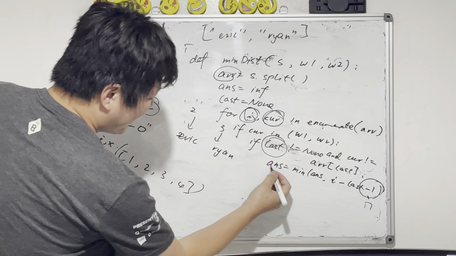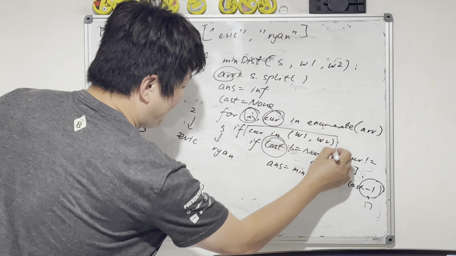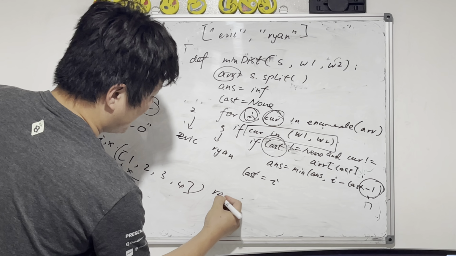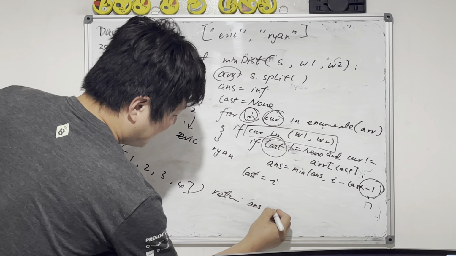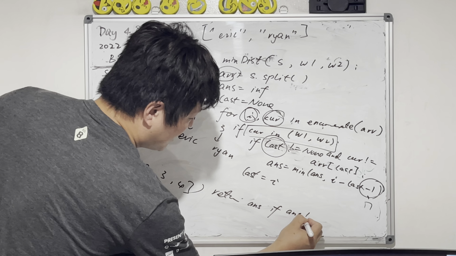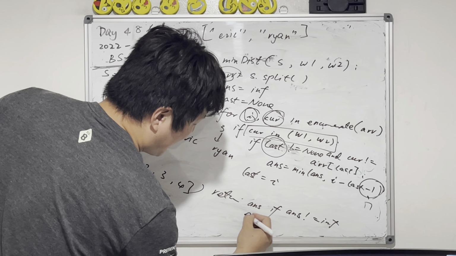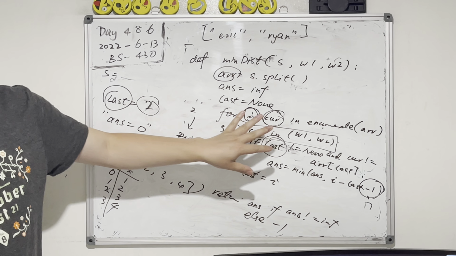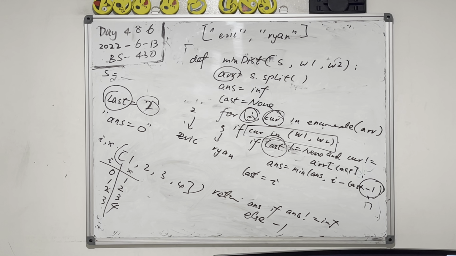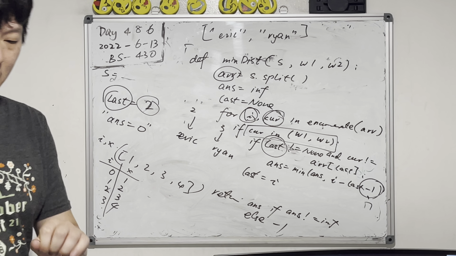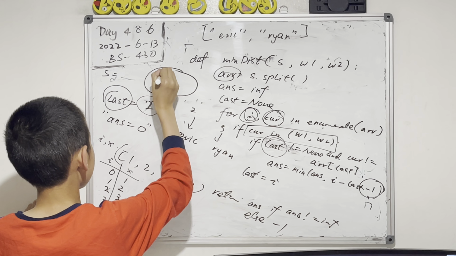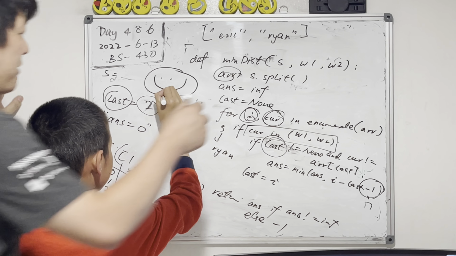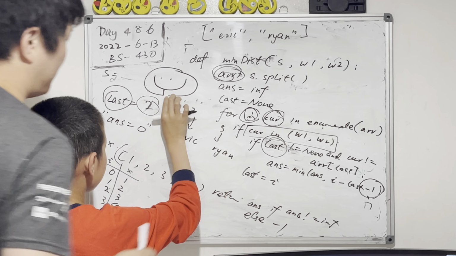And then look, every time it's in the current, we need to set last equals i. Then return answer if answer is not equal to infinity, else -1. If it's equal to infinity, we didn't find one of these words. Time complexity is O(n). Space complexity: we are using the array, so the space complexity will be O(n) as well.